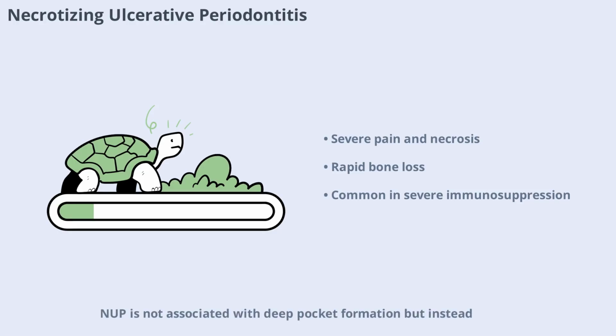Unlike typical periodontitis, NUP is not associated with deep pocket formation, but instead shows rapid loss of crestal bone and soft tissue destruction. Tooth mobility is common, and the condition is often seen in patients with severe immune suppression, particularly when CD4 cell counts fall below 200 cells per cubic millimeter.